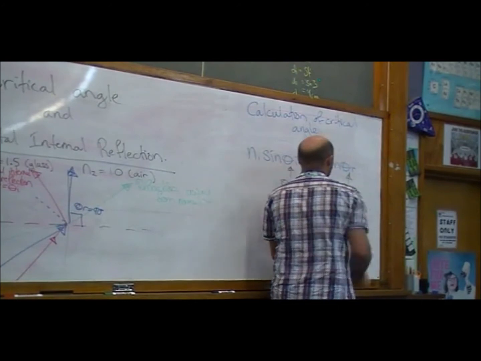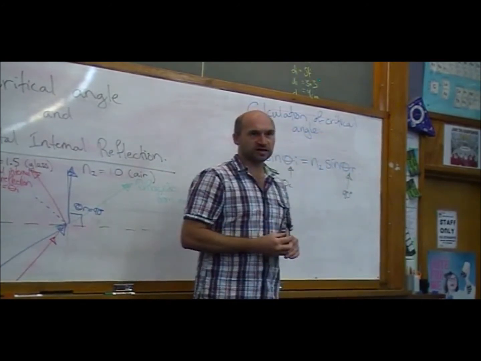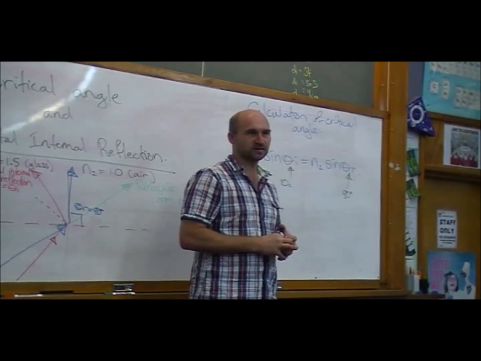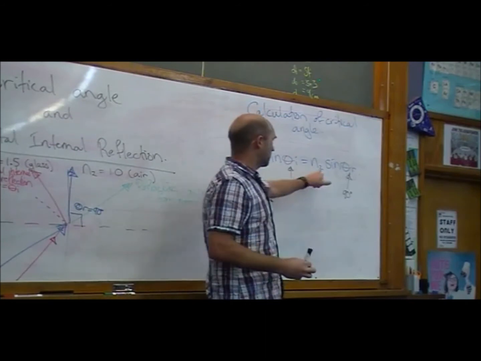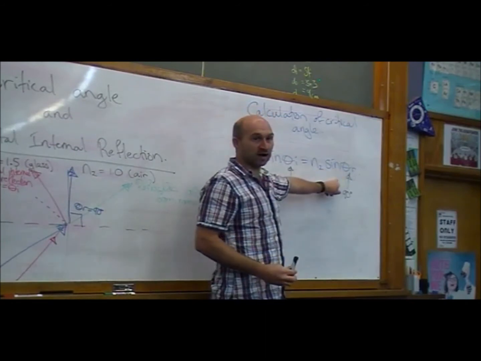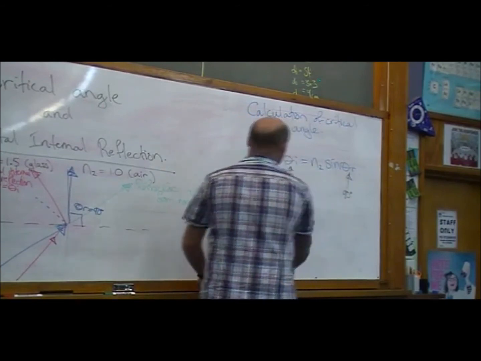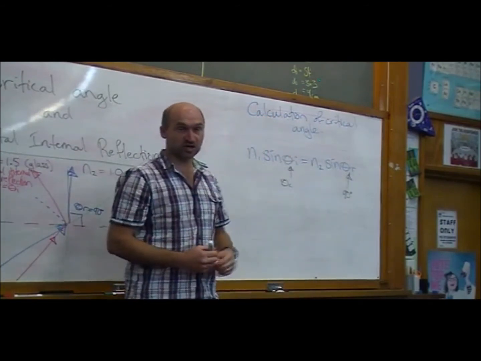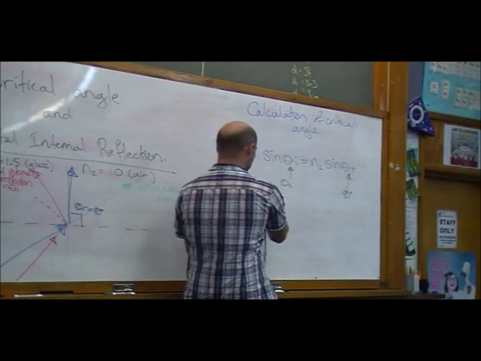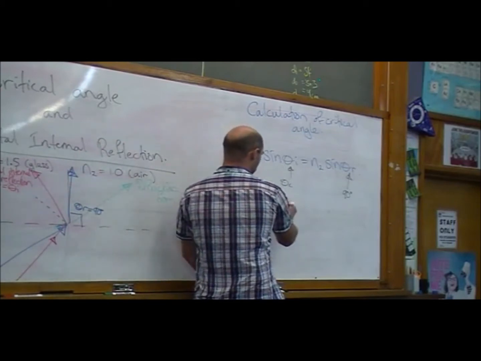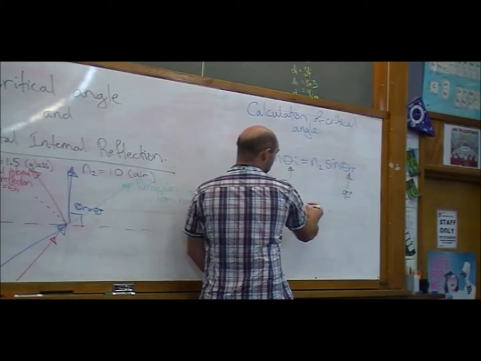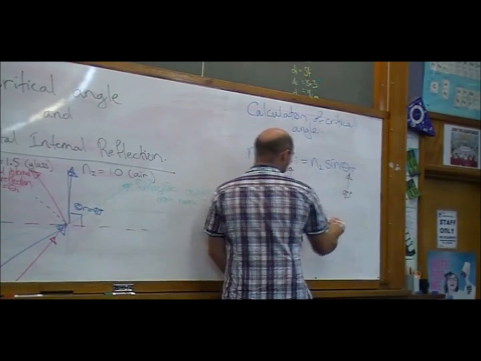Excellent. Who knows sine of 90 off by heart? Is it 1? That's 1. N2 times 1 is just N2. So we can rewrite that equation much more simply. Look, N1 sine theta C is N2.